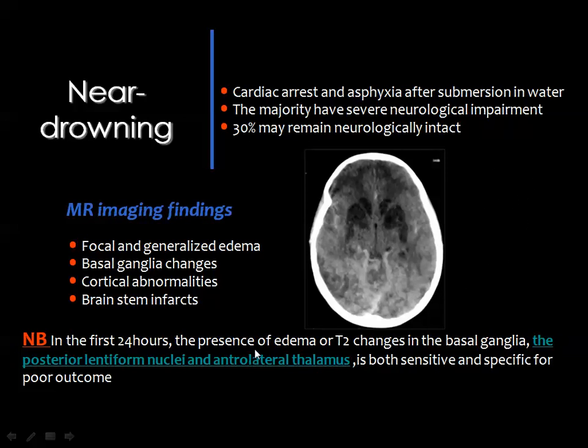In MRI, you get some of the manifestations previously seen, like focal or generalized brain edema at first, which will lead to ischemic insult after that, basal ganglia affection, cortical abnormalities, and brainstem infarctions. In the first 24 hours, the presence of edema in the basal ganglia, which include the lentiform and the caudate nuclei as well as the thalami, is sensitive and specific for poor outcome, as I have mentioned.